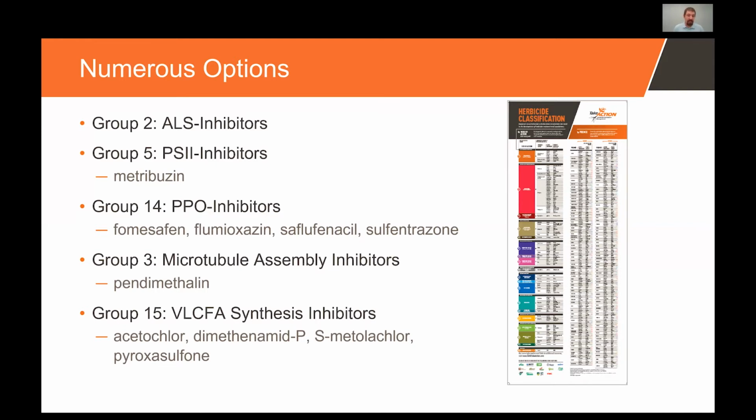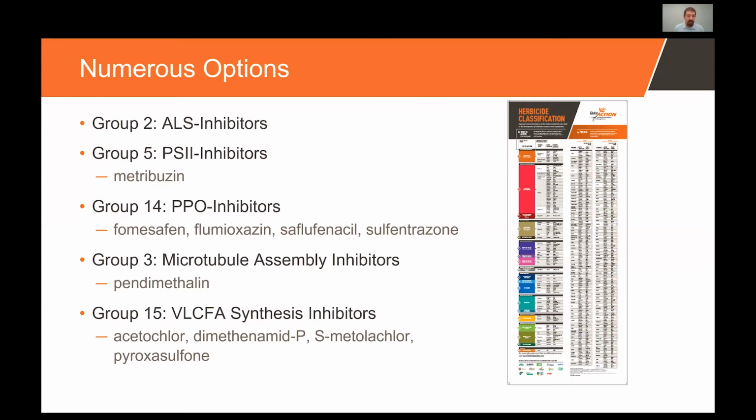The group 14s have been very popular within our residuals. Usually it's going to be flumioxazin or sulfentrazone. You may also have fomesafen, which has residual activity. Saflufenicil is a product that we have to put on at a little bit higher rate to really get the residual out of it. But if you do, you can get some residual out of that.